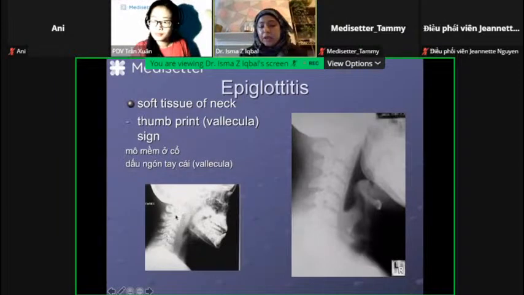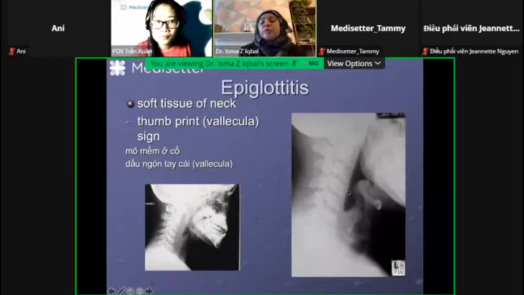The differences in the normal neck x-ray and the one with epiglottitis, you can see the spine is absolutely straight because the patient will be holding themselves up to try and keep the airway open.